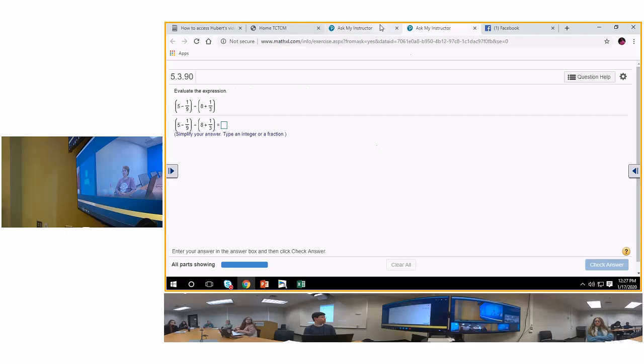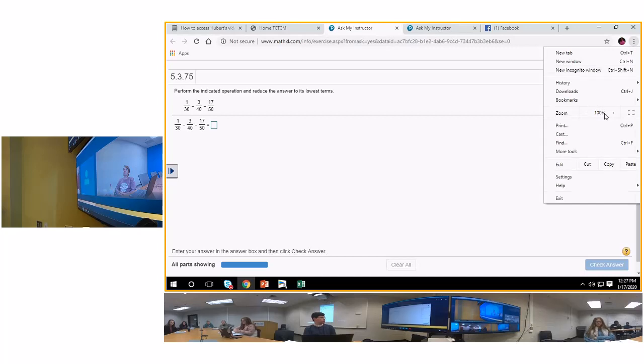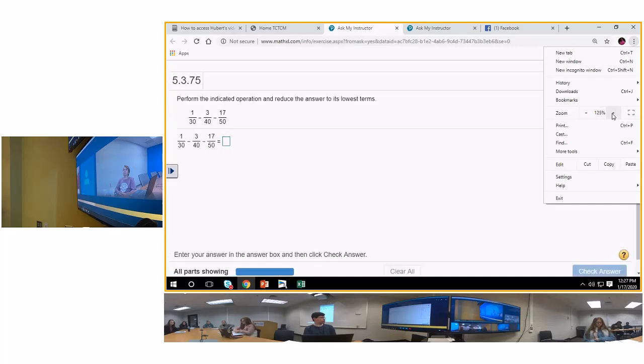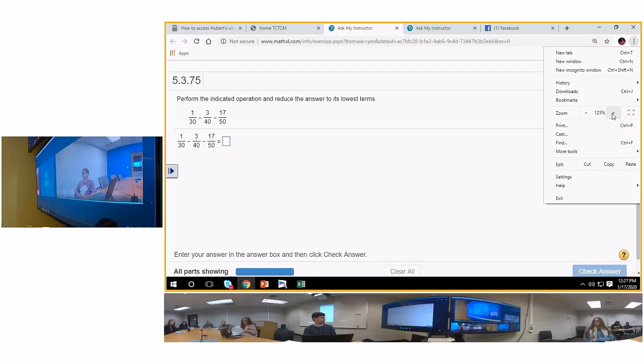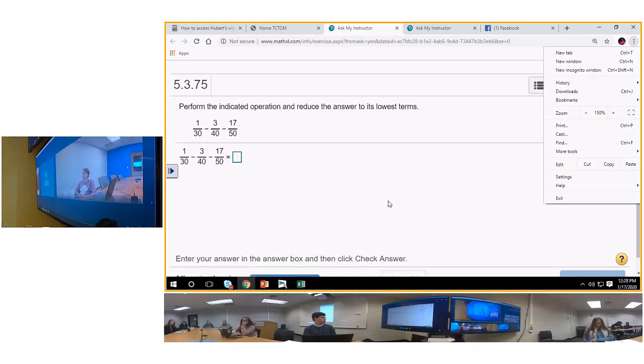This is number 75. So I'll blow it up a little bit because I'm going to have somebody say, I can't tell you, I can't tell you. Usually they're sitting on the back row or the furthest away from the board. So there you go. Write that one down.